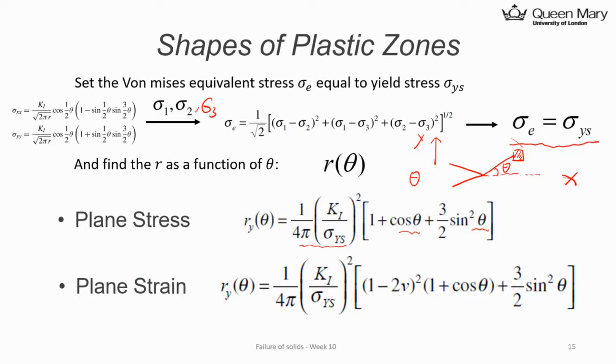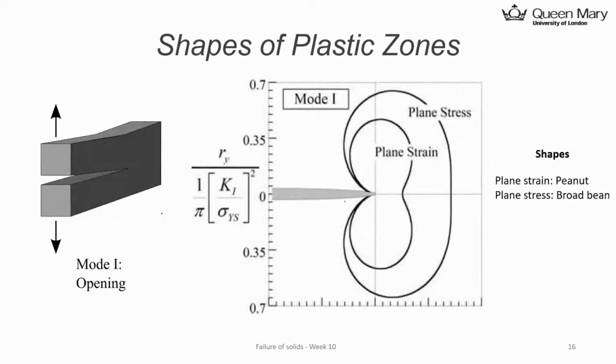Similarly for plane strain, you get an equation that is a bit more complex, with some Poisson ratio terms, and most of the other terms are the same. By these two equations, you can now plot this r, giving the contour line where the material has reached the yield point. For mode 1 opening stress, you get a peanut shape or a broad beam shape for the plastic zone. For plane strain, you get exactly a peanut shape. For plane stress, because the function is slightly different, you get this broad beam shape.